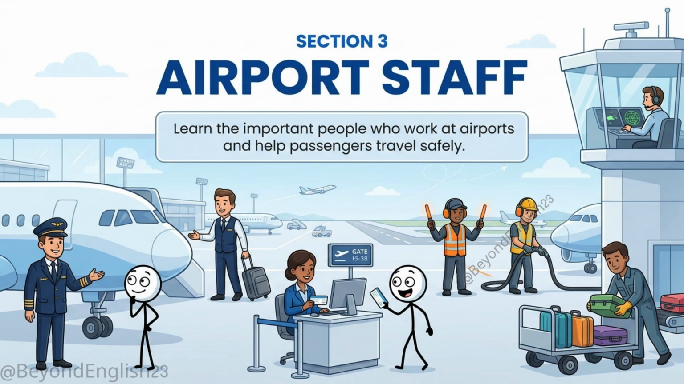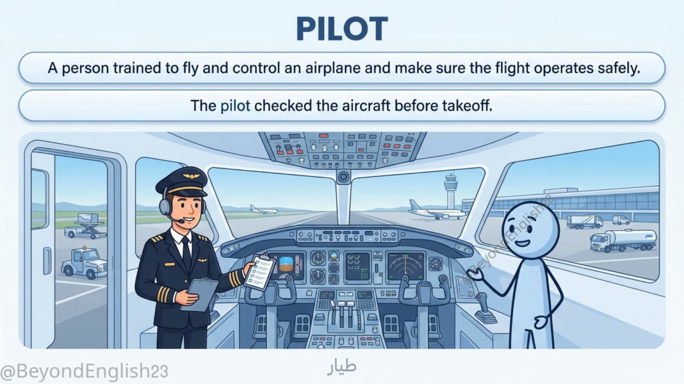Section 3. Airport staff. 1. Pilot. A pilot is the person responsible for controlling and flying an aircraft. Pilots operate the aircraft systems, make important decisions during the flight, and ensure passengers travel safely from departure to arrival. Example, the pilot announced that we would begin our descent soon.